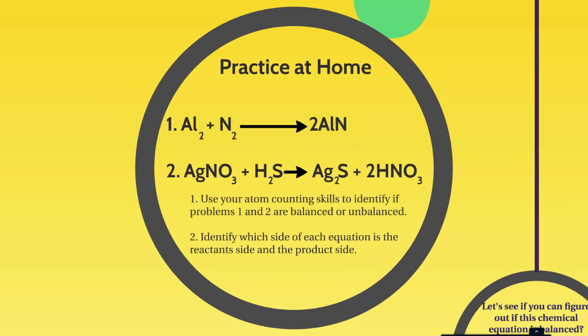So for your homework, you're going to practice with these 2 equations. You're going to use your atom counting skills to identify if problems 1 and 2 are balanced or unbalanced. And then I need you to identify which side of the equation is the reactant side and which side is the product side. And then after our warm-ups tomorrow, we're going to go over these 2 questions to see which one is balanced or unbalanced, and how well you did it. And if you have any questions, feel free to shoot me an email and I'll try my best to help you before we go over it in class.